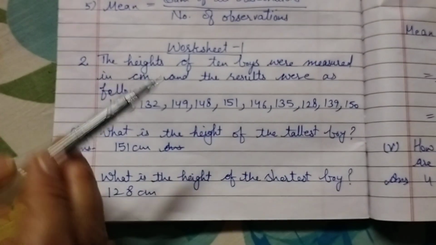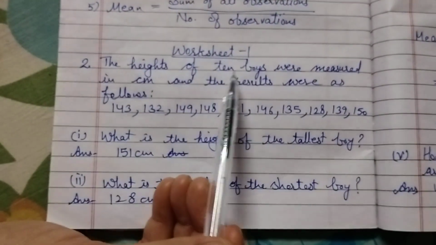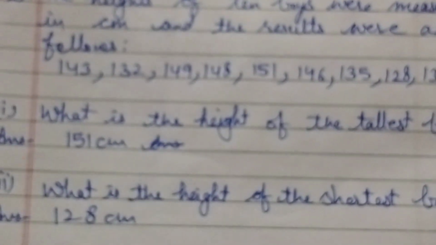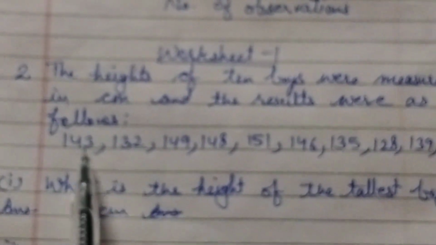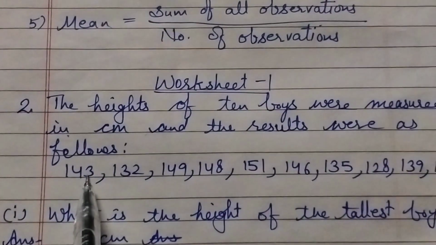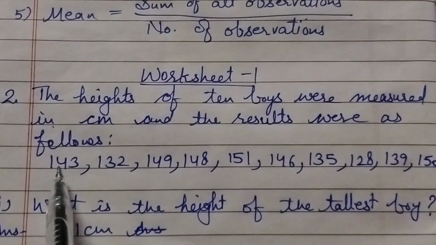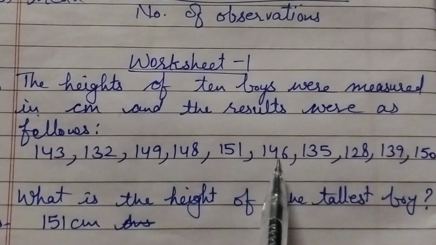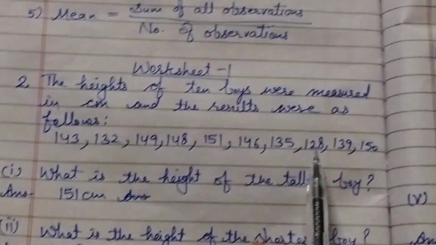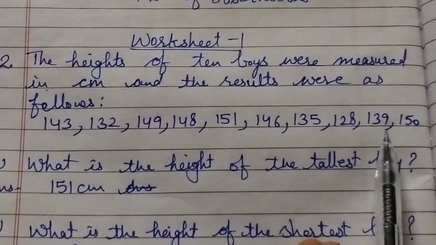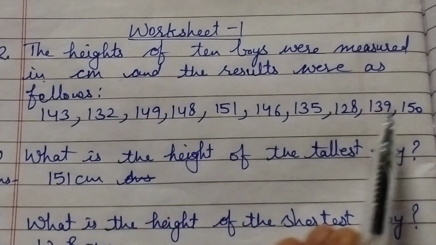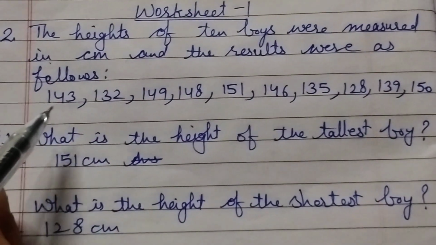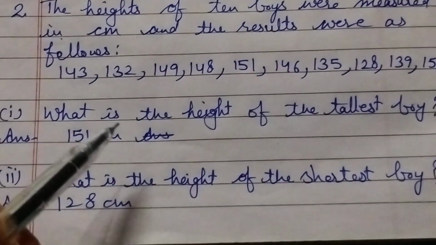Okay, worksheet 1, question number 2. The heights of 10 boys were measured in centimeters. Suppose in a class 10 students are there, their heights are given here in centimeters: 143, 132, 149, 148, 151, 146, 135, 128, 139 and 150. Okay, this is called raw data. It is not arranged in any order, ascending or descending.